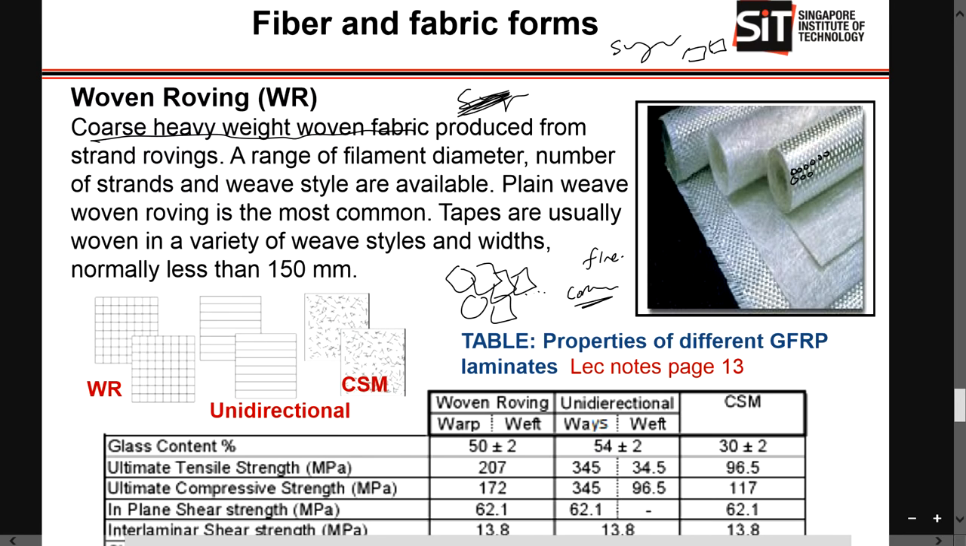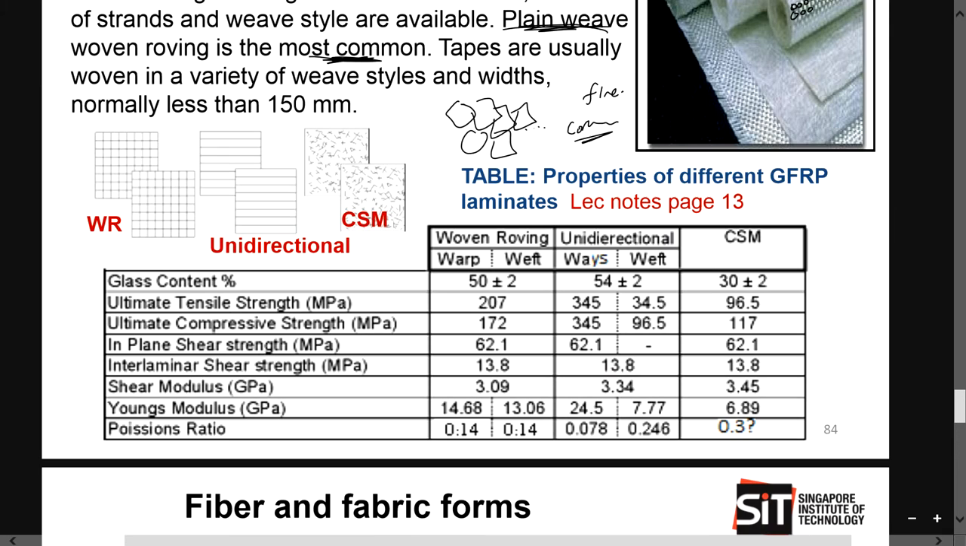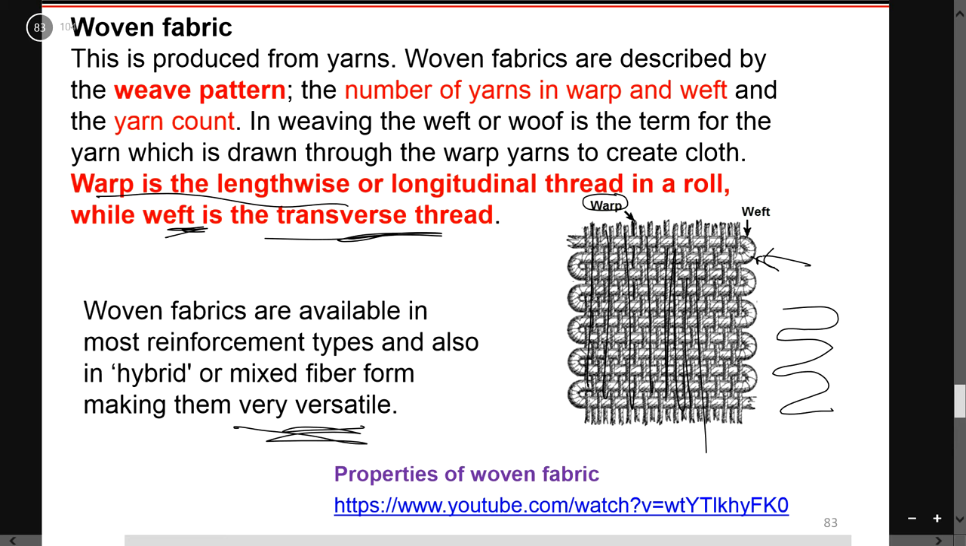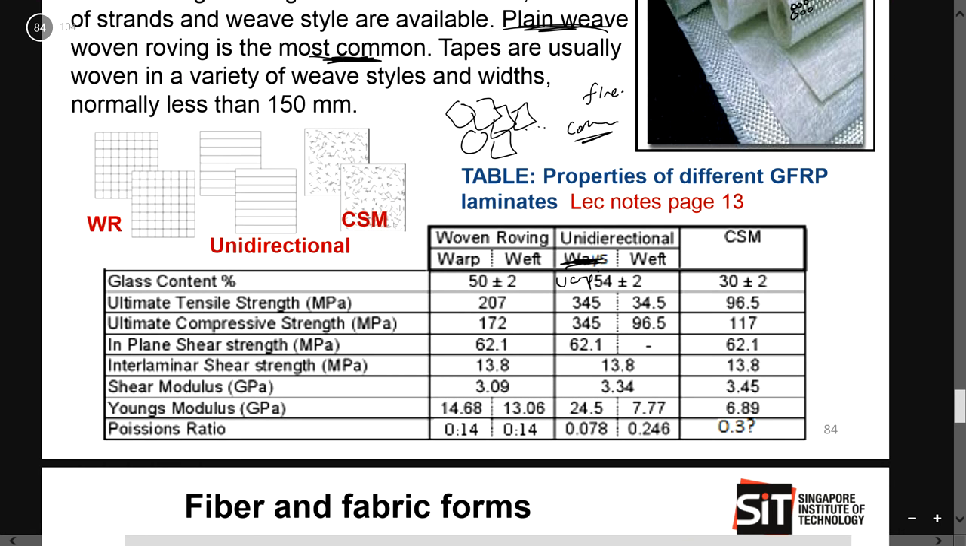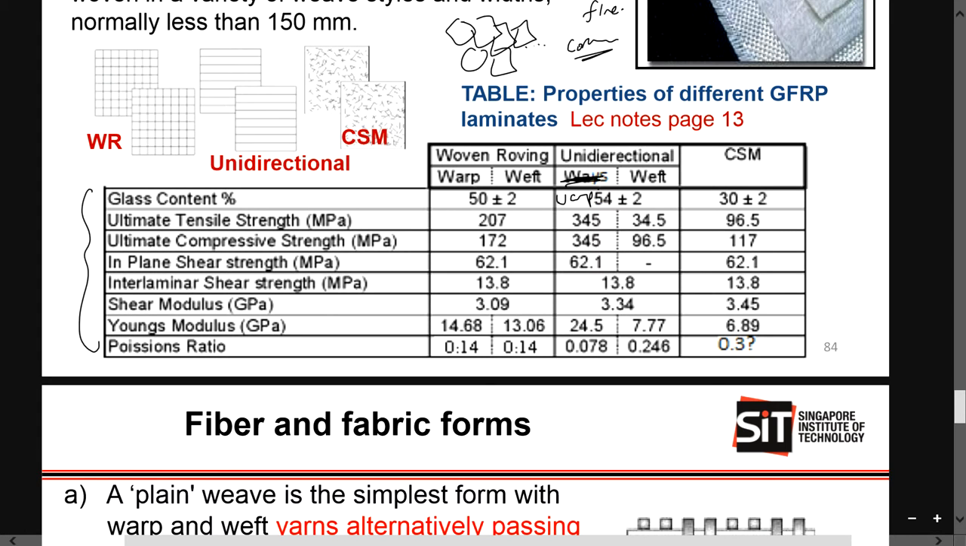For this woven roving method, plain weave is the most common. So remember, plain weave is the most common within this woven roving system. Take note that this is not waist, this is warp. The warp, if you still remember, is the long strands, while the weave is this one. So you have to know what the weave and the warp are. Based on this, you will know the different tensile strength, stress and all the mechanical properties over here. You can compare this with the chop strand mat, which is just one value.